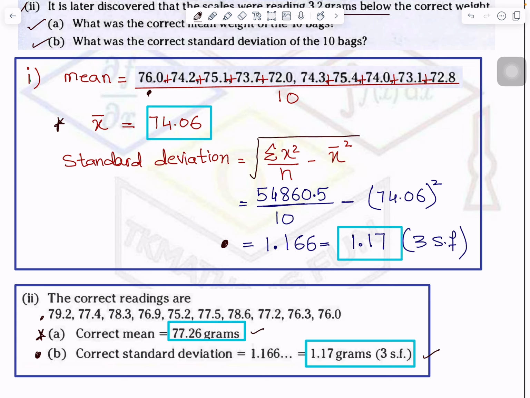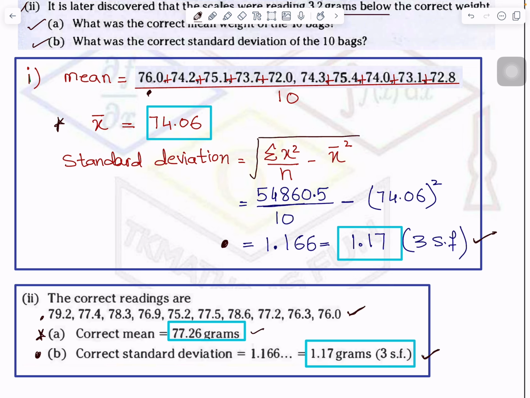Absolutely right. Standard deviation remains the same if you add or subtract the same value in each data, because in each data we added 3.2. Even if you subtract and calculate the standard deviation, it will come the same. Number one, very important result.